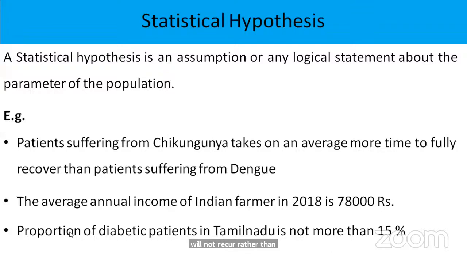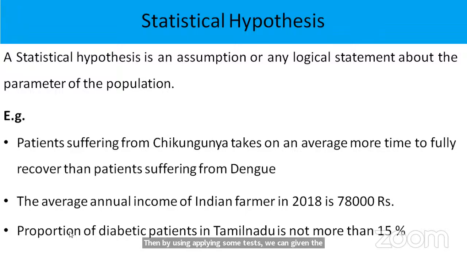The average annual income of an Indian farmer in 2018 is 78,000. Yes, it is 78,000, or it is not 78,000. The proportion of diabetic patients in Tamil Nadu is not more than 15%. Yes, that is my null hypothesis. No, it is not more than; it is less than 15%. That is the alternative hypothesis. So we should have two hypothesis settings. Then by applying some tests, we can give the solution for whether our assumption is correct or not.